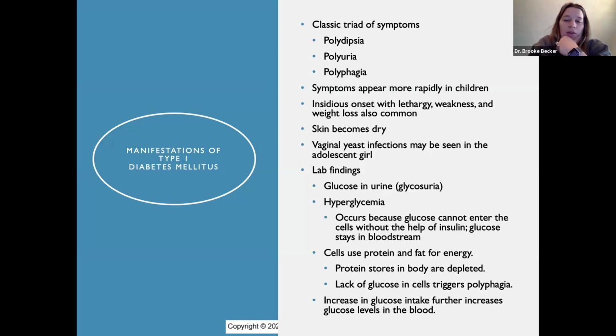They're going to get rid of the protein and the fat for energy, okay? And because of the lack of glucose in the cells, that's going to trigger that constant hunger, okay? So the body's going to feel like it needs to increase that glucose intake further, but then that makes the glucose levels in the blood higher.